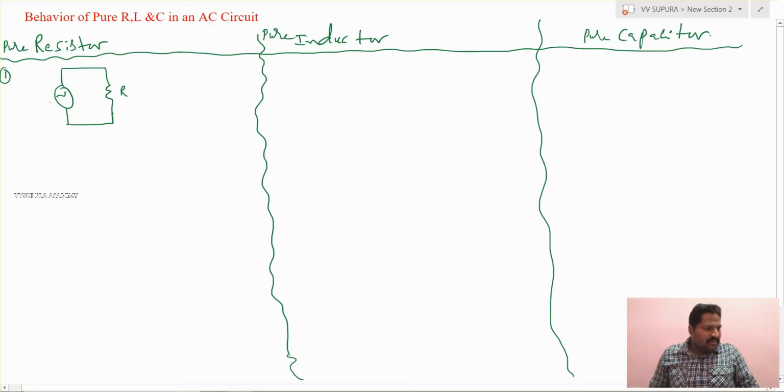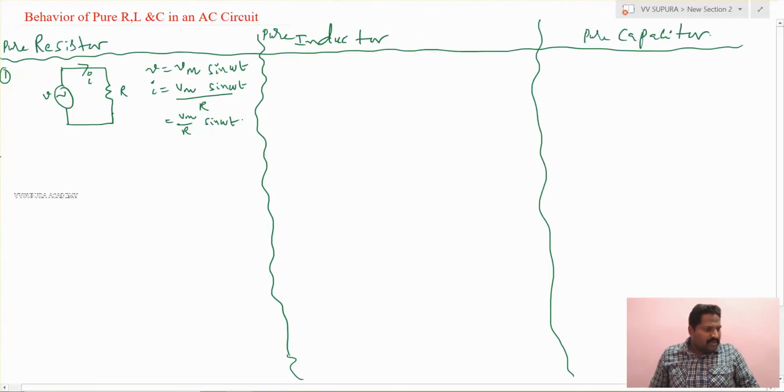So if it is V, V is equal to Vm sin omega t, and because of this voltage V, the current will flow in this circuit. So I can calculate I is equal to Vm sin omega t upon R, that is Vm by R sin omega t. So that is the first point we can calculate.